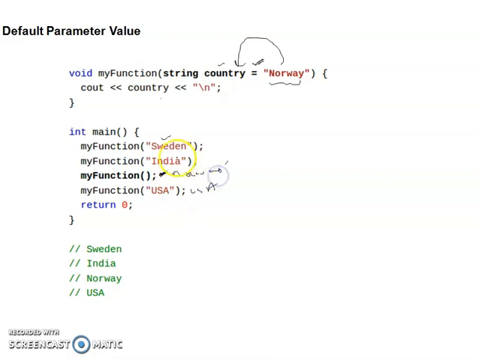Initially when I am passing Sweden, the compiler knows that it does not have to use the default value as Sweden is given. Next India. Your compiler knows that India can be assigned to country because I am passing India, so the default value doesn't have to be used. The default value comes into picture when you are calling this function without any parameters, without any values. So this is one other advantage which you have with C++.